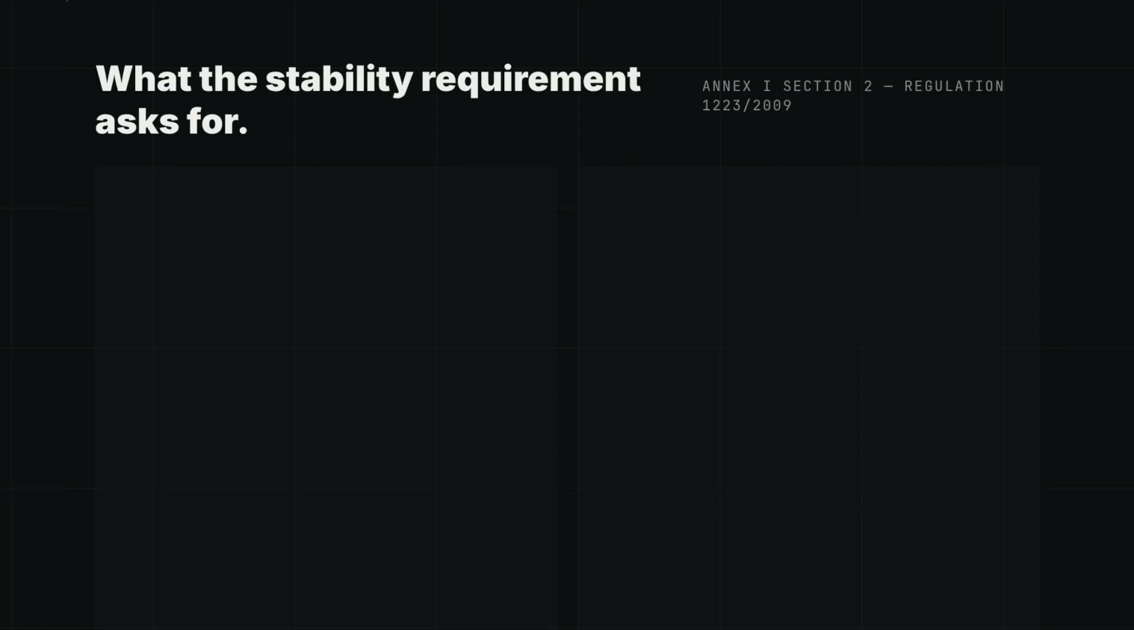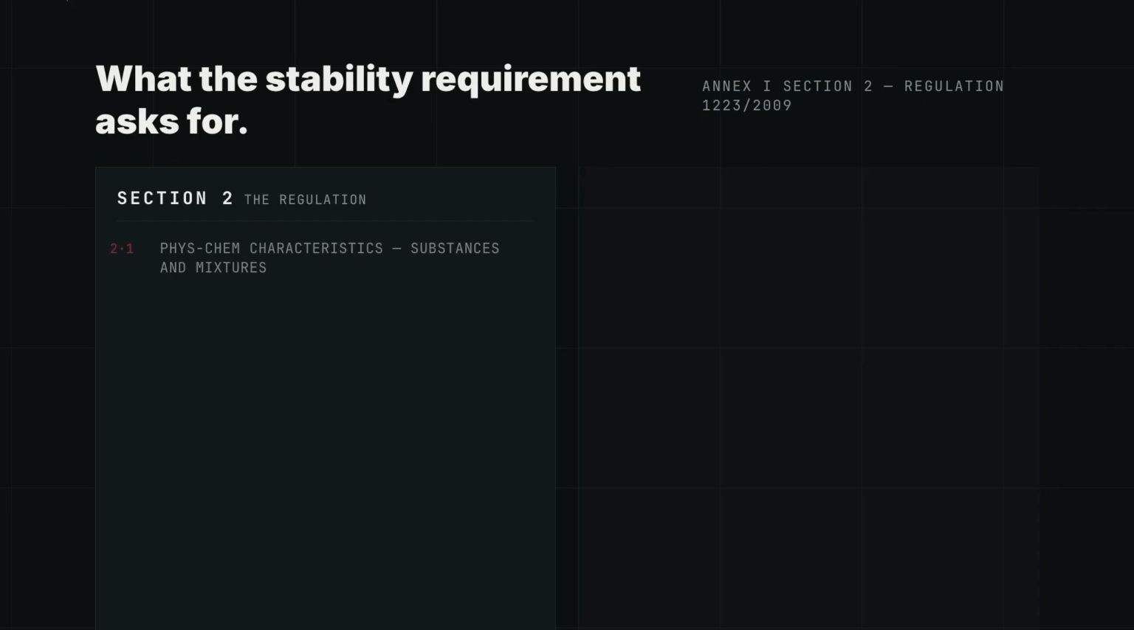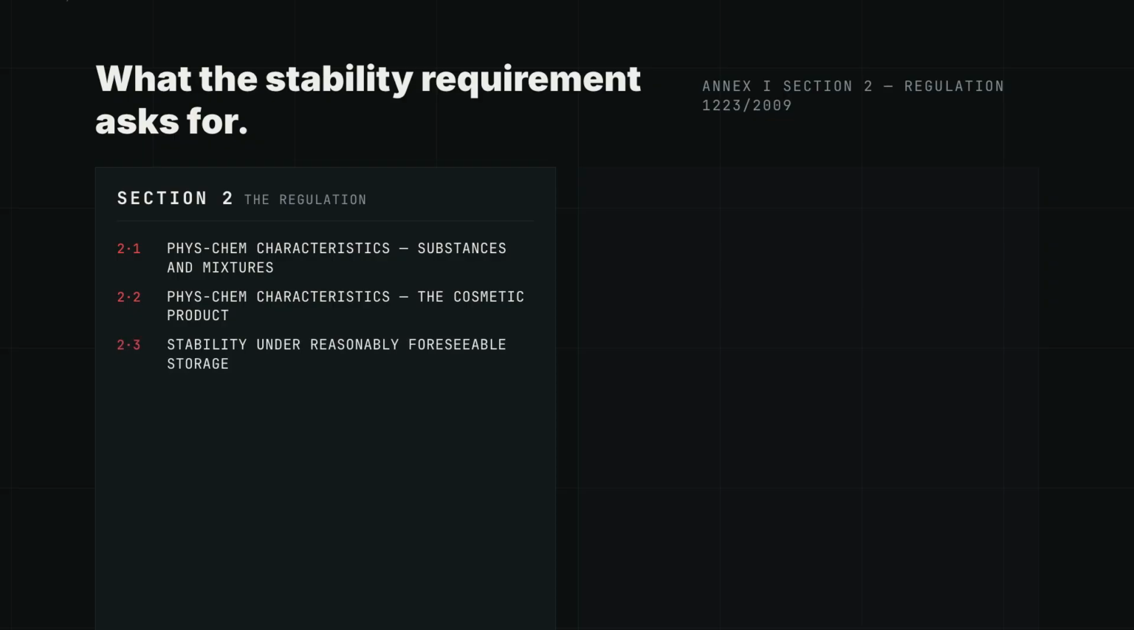Annex I Section 2 asks for the physical and chemical characteristics of the substances or mixtures and of the cosmetic product, and the stability of the cosmetic product under reasonably foreseeable storage conditions. Reasonably foreseeable describes the storage conditions the study has to cover. It does not describe where the study happens. Neither instrument says anything about that.